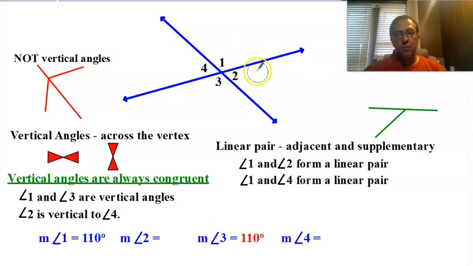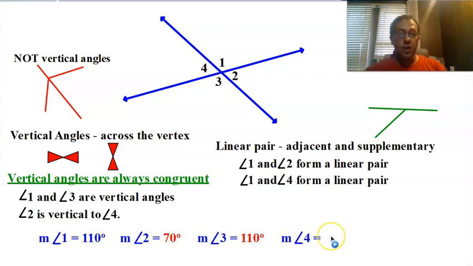Angle 1 and 2 are supplementary, which we just saw means what? It means they add up to 180 degrees. So if angle 1 is 110 and I need it to get to 180, that means I need 70 more. 180 minus 110 is 70. So the measure of angle 2 is 70 degrees.